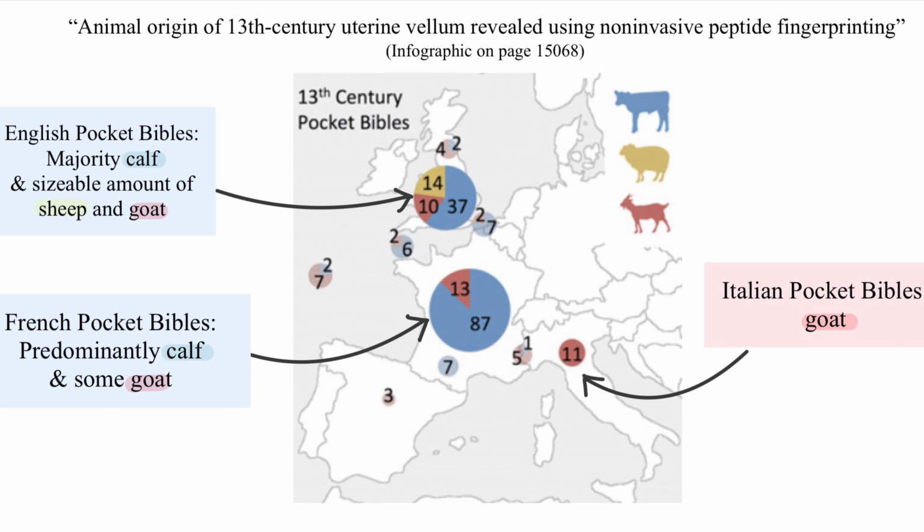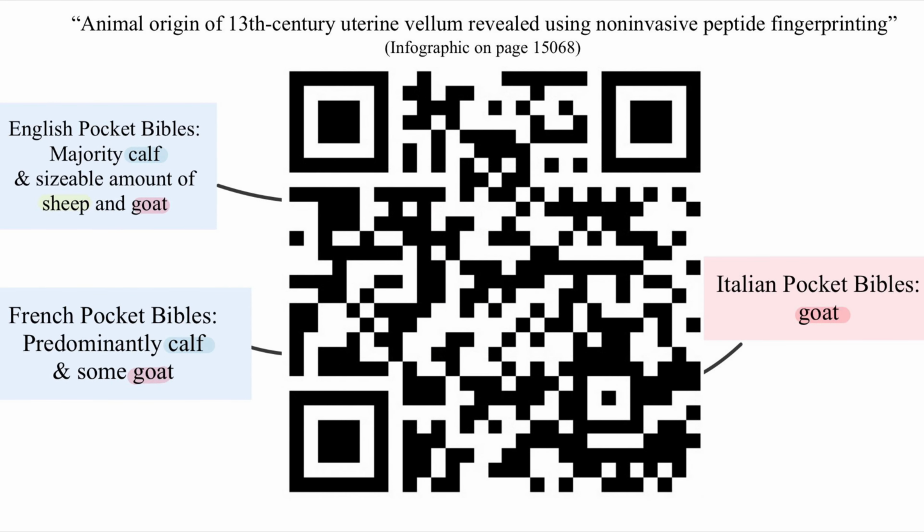As you can see, Italian Bibles were made almost entirely of goat, while French ones were predominantly calf with a little bit of goat intermixed. English pocket Bibles were made of a sizable amount of sheep and goat vellum, but the majority were derived from calf skin. If you want to read more about this topic, scan the QR code to link you to the original article.